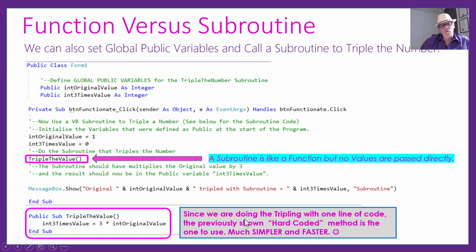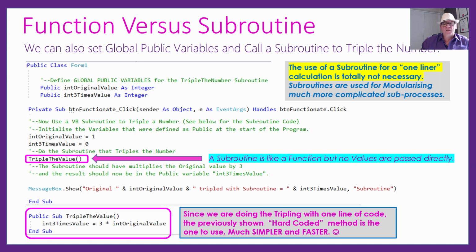Now, we're doing it with 1 line of code here. So again, it's ridiculous to go to all this effort. What we should be doing is just hard coding it in, as we showed you previously. So look, subroutines are used when you've got something involved to do. So you don't use them for a 1-liner of code. That is just ridiculous, as in this example.